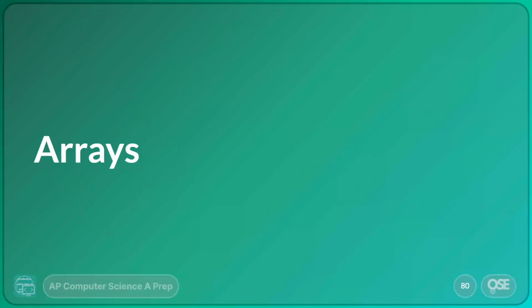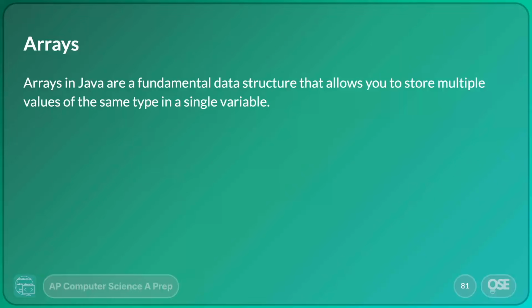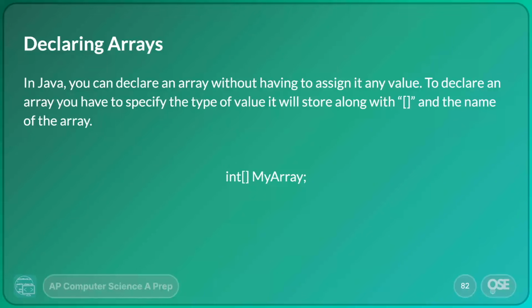First, let's talk about arrays. Arrays in Java are a fundamental data structure that allow you to store multiple values of the same type in a single variable. In Java, you can declare an array without having to assign it any value. To declare an array, you have to specify the type of value it will store along with square braces and the name of the array. For example, here, we can declare an array of integers using int, square braces, myArray.